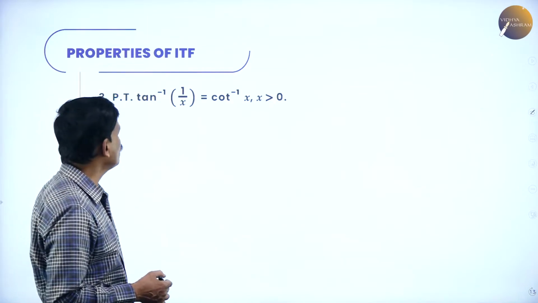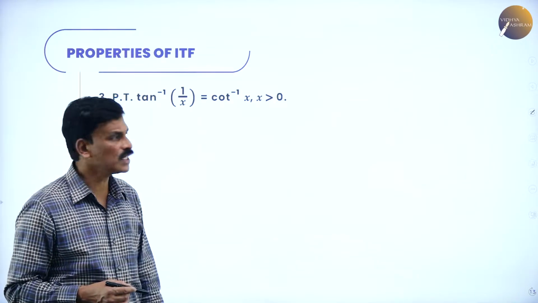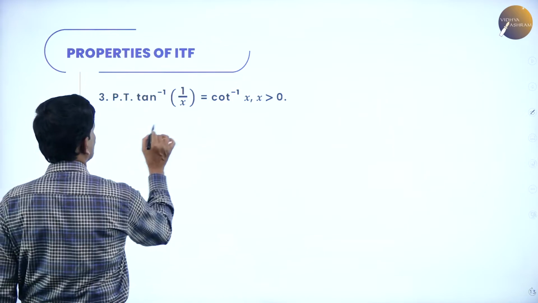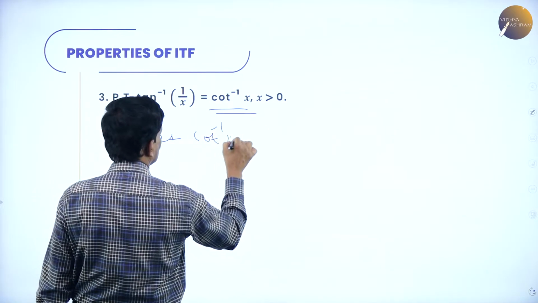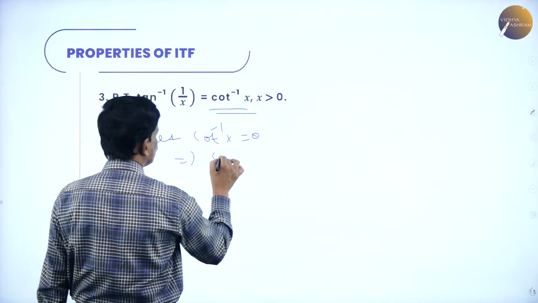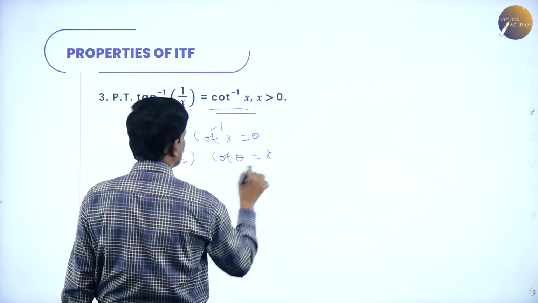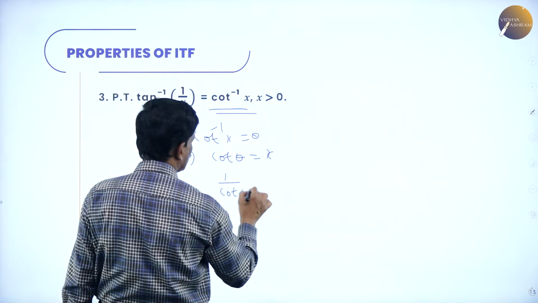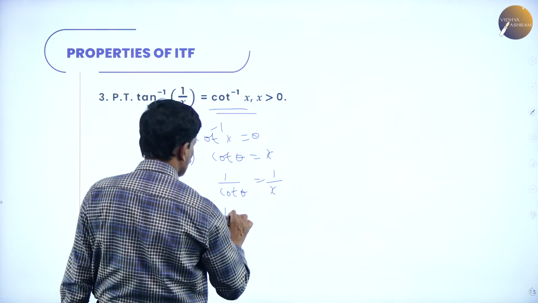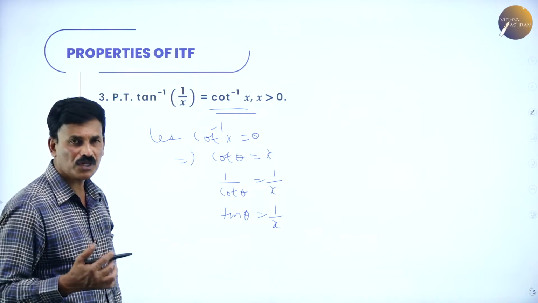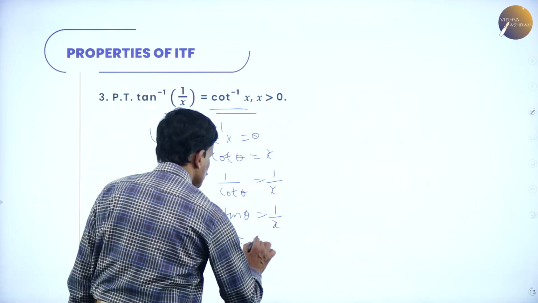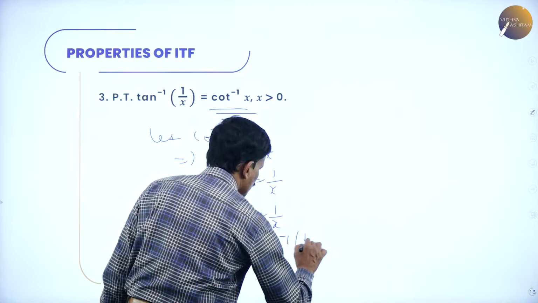Now, similarly, let us come to the next one. Tan inverse of 1 over x is equal to cot inverse of x, where x is greater than 0. Now, let us consider this. Let cot inverse of x be equal to theta, which implies cot theta is equal to x. Reciprocate it. 1 over cot theta is equal to 1 over x. What is 1 over cot theta? Tan theta. Tan theta is equal to 1 over x. Therefore, theta is equal to tan inverse of 1 by x.